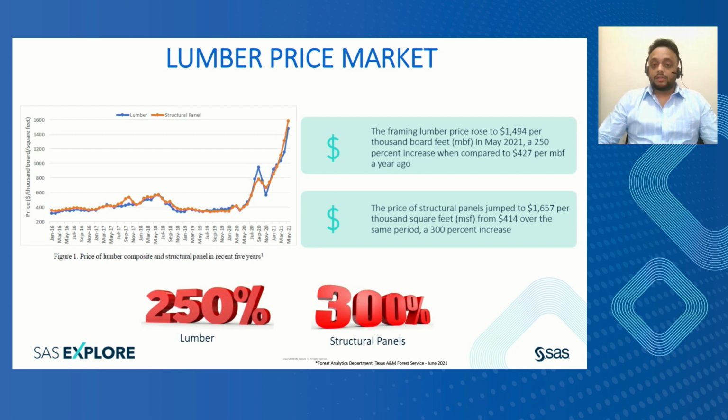If you compare the history of the lumber price, it is way ahead, and it has crossed all the barriers in history. In the case of structural panels also, we have a 300% increase. Earlier it was around $414, and right now it has moved to around $1,657. The graph on the extreme left-hand side shows the lumber prices across the timeline for the last 5 years.